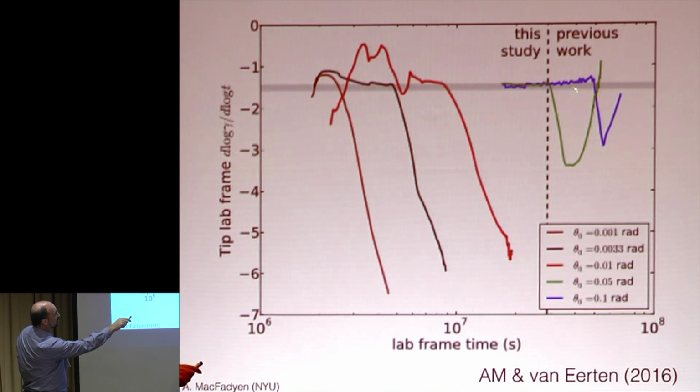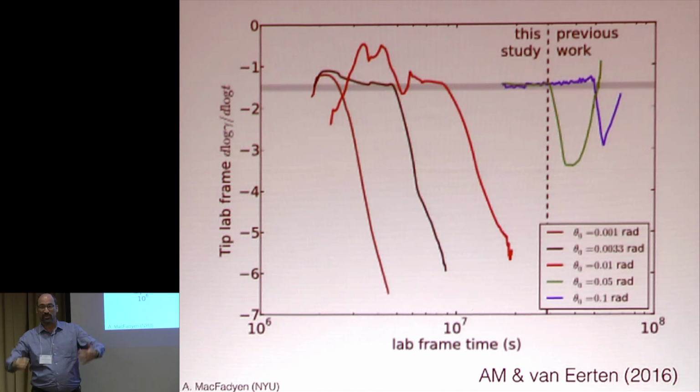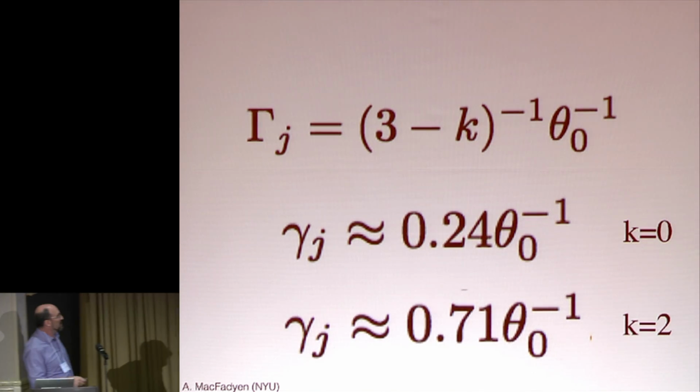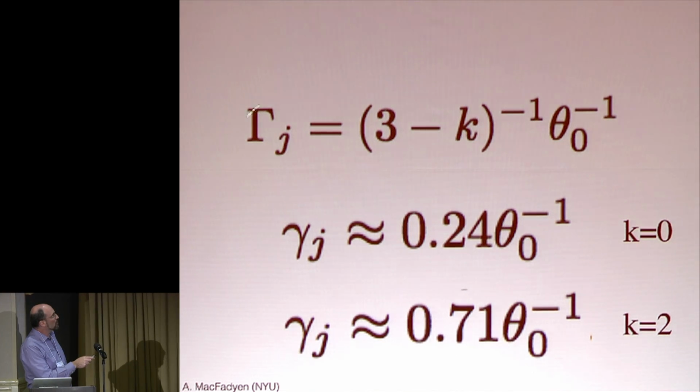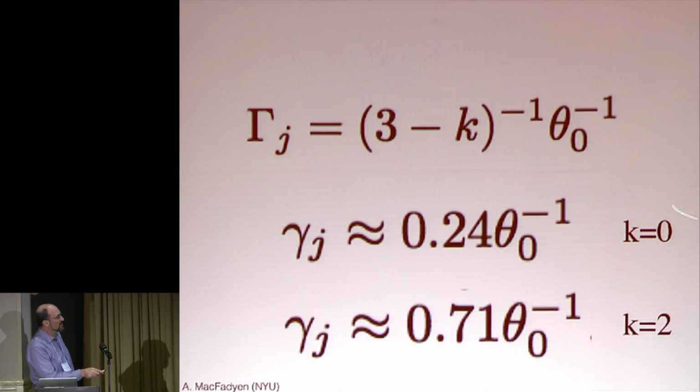As soon as it tries to go to this exponential spreading, it immediately transitions into a different phase, which is trans-relativistic. Okay, so here's what we find. The Lorentz factor, when the jet spreads, is not 1 over theta. It's (3 minus k) to the minus 1 times 1 over theta. And that k is the power law index of the ambient medium. And what I just showed you, and we can show this analytically, is that the Lorentz factor is 0.24.